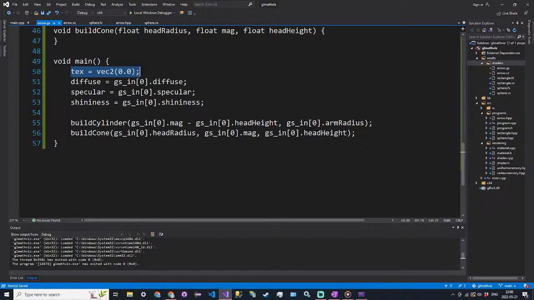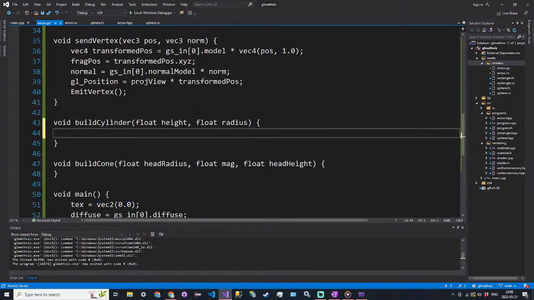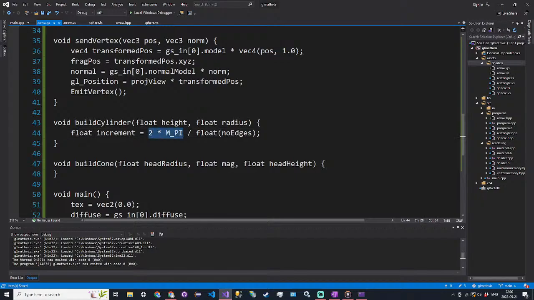All right, so we'll start with building the cylinder. That's the easiest one. So we start with our increment, or the angle step, as we looked at in the sphere's vertex shader, or the sphere's vertices. So float increment is equal to 2 times m pi divided by the float value of the number of edges. So we essentially just take the whole circle, which has 2 pi as the angle to get around the circle in radians, and then we divide that by the number of edges to get the angle step.